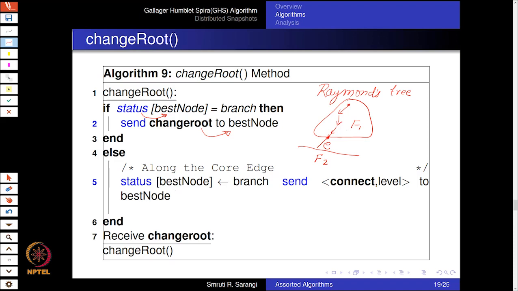Then what will happen is that the status of the best along the core edge, we will set the status of the best node to branch, in the sense at this point the status of the edge E from basic will turn into branch, which basically means that now we acknowledge the fact that E is the least weight outgoing edge out of the fragment, and furthermore we will send a connect message, connect level, to best node, which means across the edge E to the other fragment.